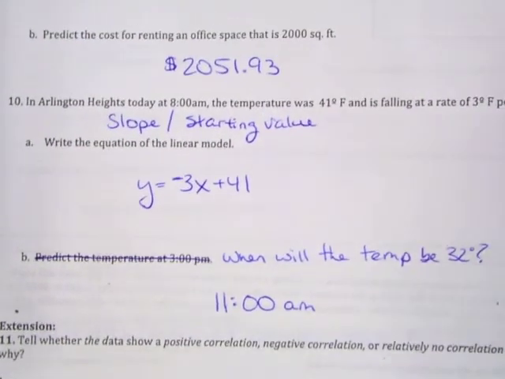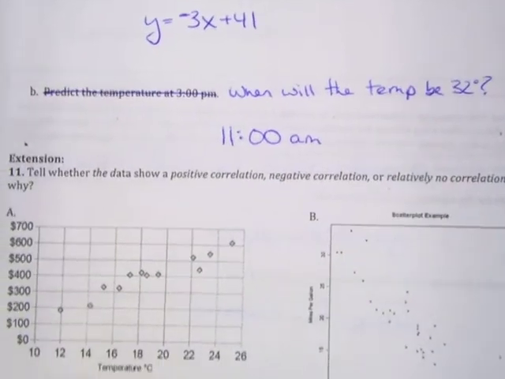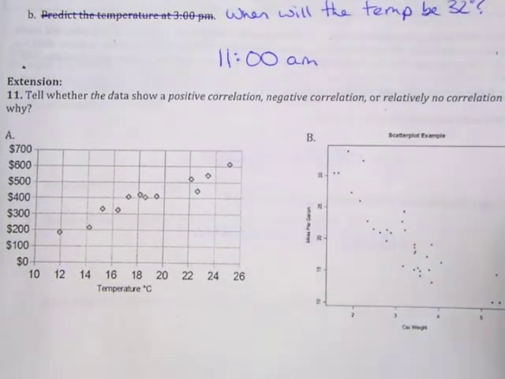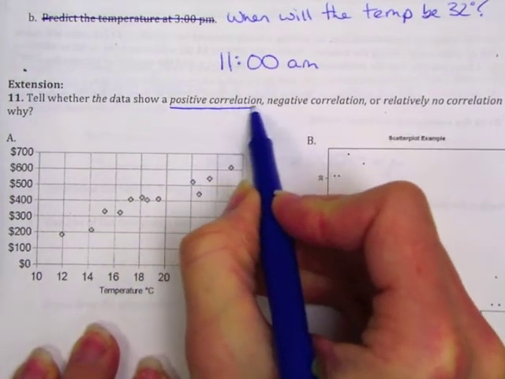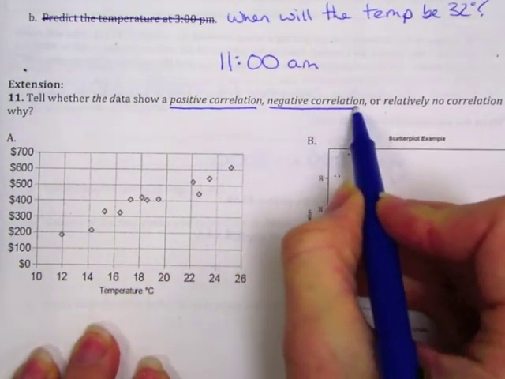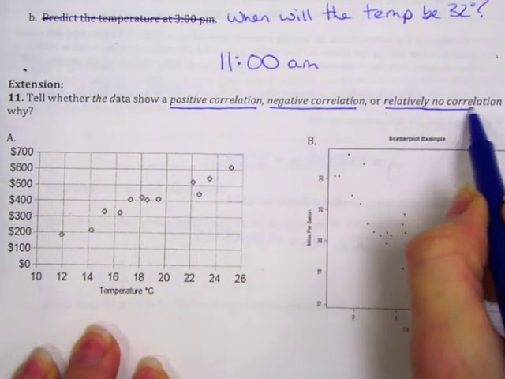All right, our extension is talking more about our concept of rate of change. It's getting us into slope. We're looking at real-world scenarios, situations that are modeled for us. So in our extension, we're looking at data. And the question we're going to be asking ourselves is, does the data show, and these are our 3 options, a positive correlation, a negative correlation, or pretty much no correlation?